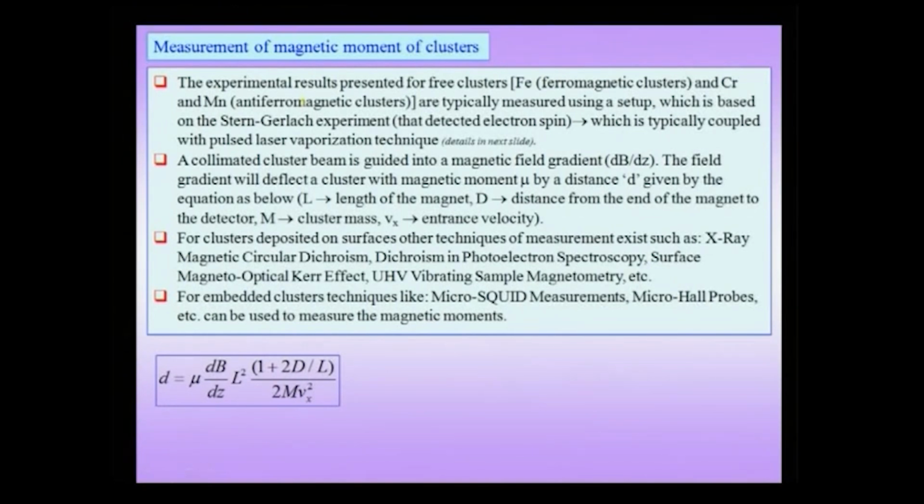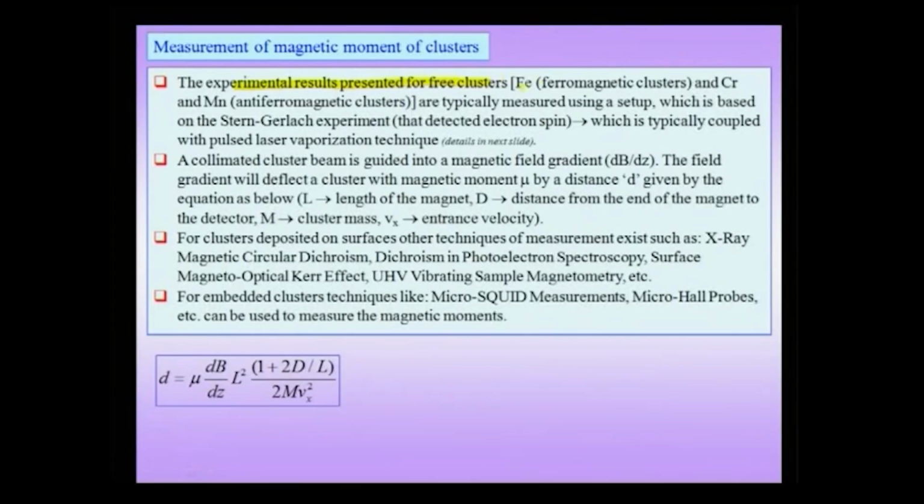Now, first we shall talk about experimental results presented for free clusters. Clusters can be of three types. They can be free clusters, they can be clusters which are deposited on a substrate, that means they are on the surface of a substrate, or they can actually be embedded within a material. But here we first take up, or we will present in a little detail, how we can measure the magnetism or a magnetic moment of a free cluster.